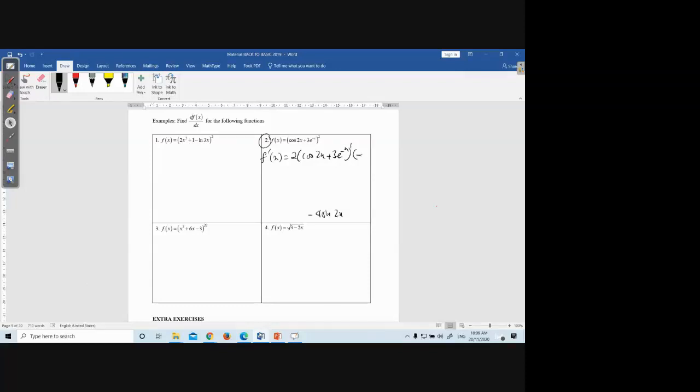Differentiating cosine 2x gives negative 2 sine 2x, and differentiating 3 exponent negative x gives negative 3 exponent negative x. Then you can simplify this. Please simplify. That's why we have negative 4 sine 2x minus 6 exponent negative x, multiplied by cosine 2x plus 3 exponent negative x.